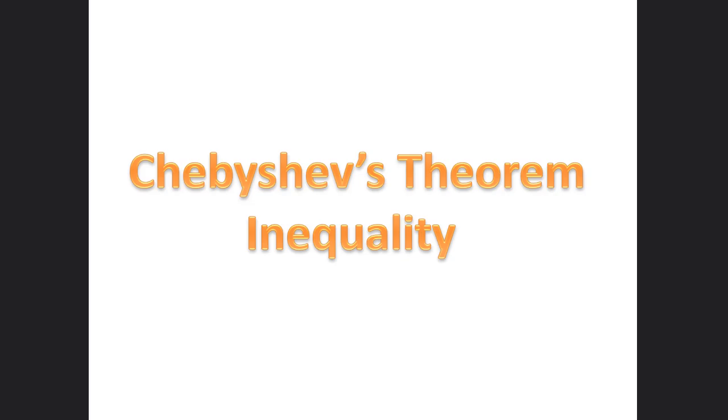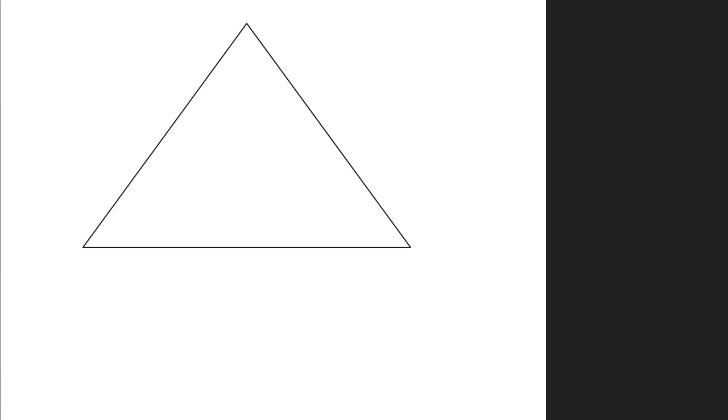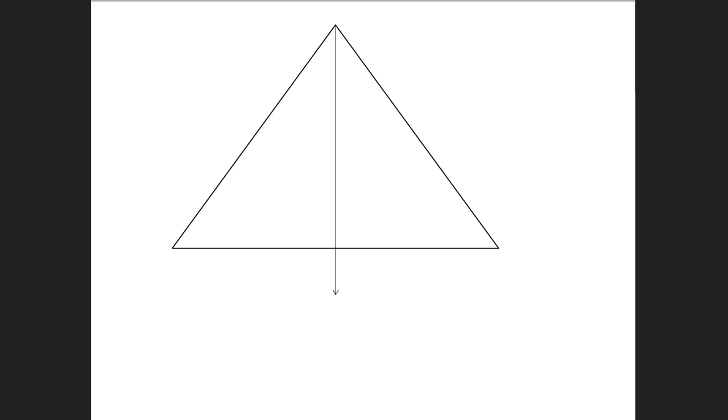Hello, I'm going to explain Chebyshev's theorem, or you can say Chebyshev's inequality, in a way you can understand. First, we're going to draw the data we need every time we have to solve a Chebyshev's inequality problem. We're going to draw a triangle and add a straight line right from the center.